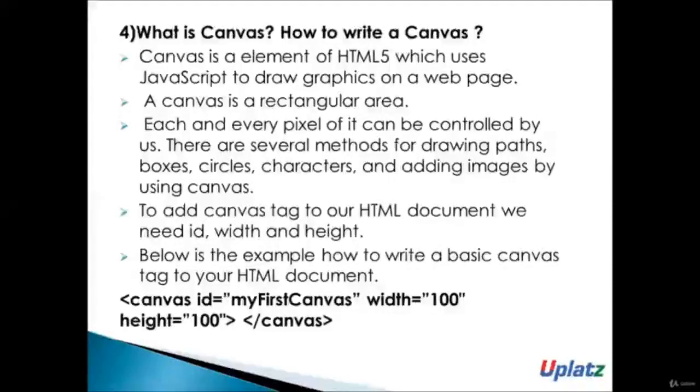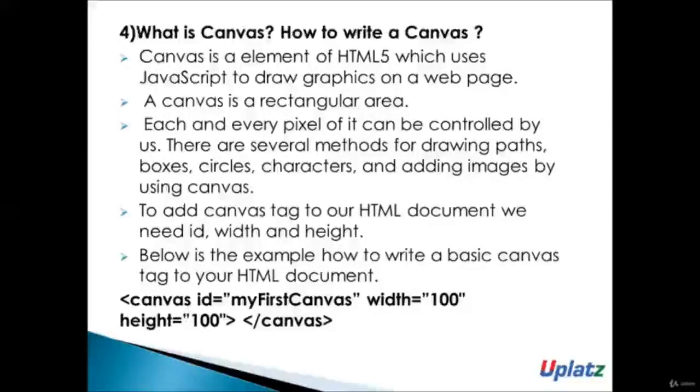The next question is, what is canvas, and how can you define it? It is an element of HTML5 which uses JavaScript to draw graphics on web pages. It is basically a rectangular area in which everything is controlled by pixels. There are several methods for drawing paths, boxes, circles and characters, and you can also add an image by using canvas.